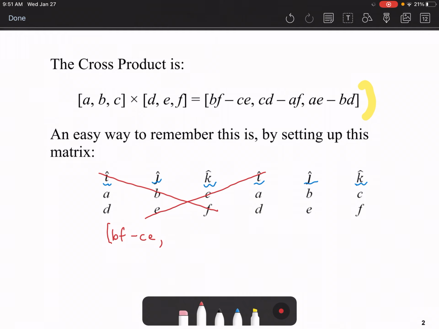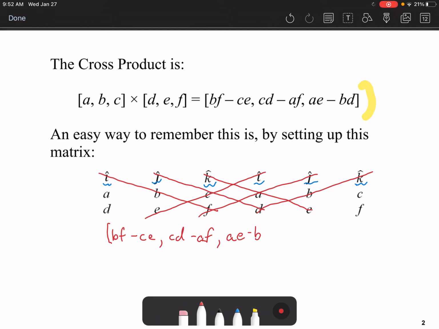Do the same thing with J. So J crosses D and E. Sorry, C and D, my apologies. C and D. J crosses A and F, so minus AF. Again, K crosses A and E, and B and D. Remember to always subtract between the two vectors. If you've done this properly, you won't actually touch the first row, or first column, or the last column.